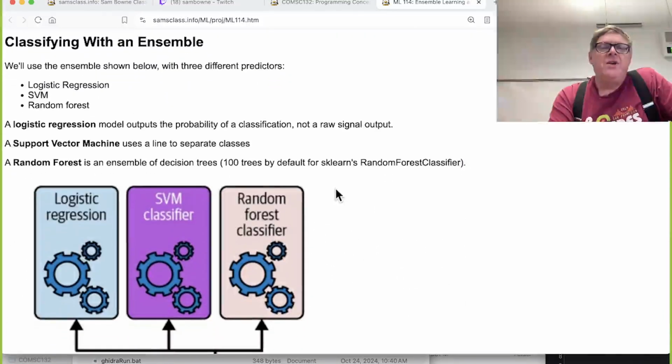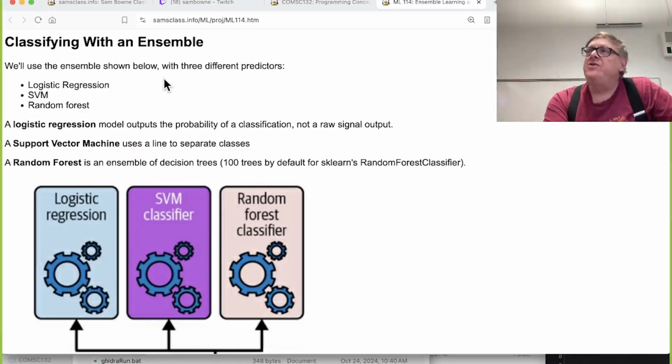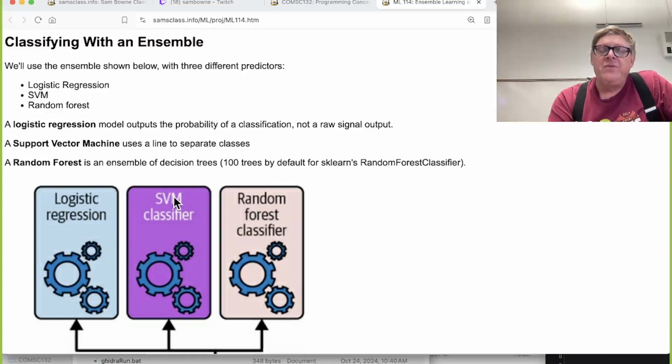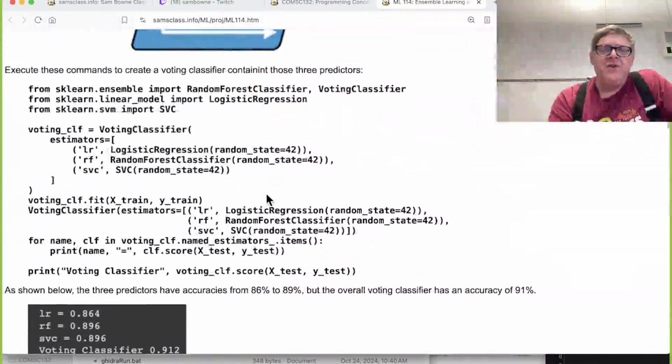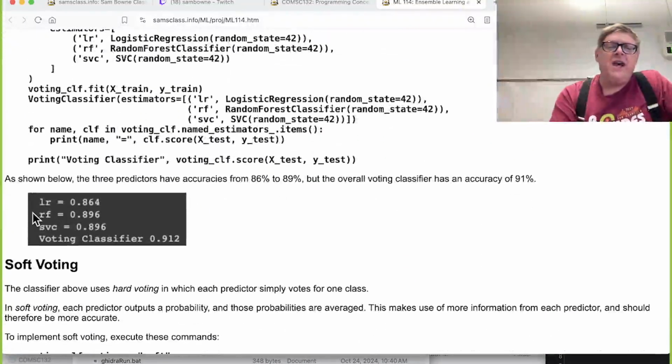And so you can make an ensemble. Now, an ensemble just means you make several different types of machine learning models and combine them together. So you have a support vector machine, a random forest, and a logistic regression one that models the output as a raw signal input. You can make those three things, and then you can see how accurate they are.